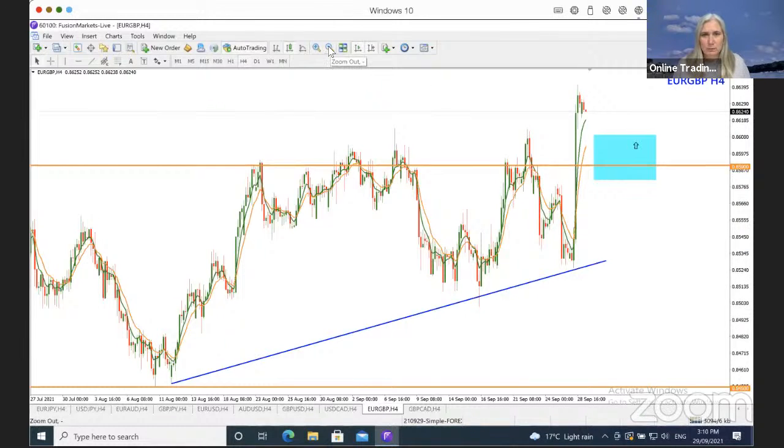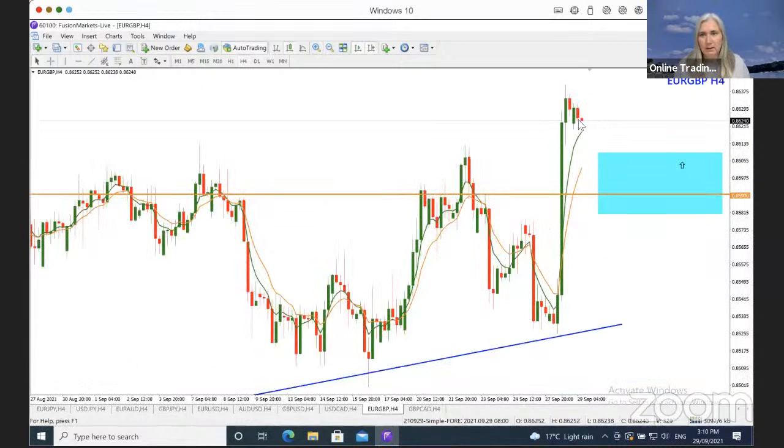On this 4-hourly chart, I'm looking for pullback down to this area here, about the 0.859 or thereabouts, and then looking for a long if there is a retest of that area.